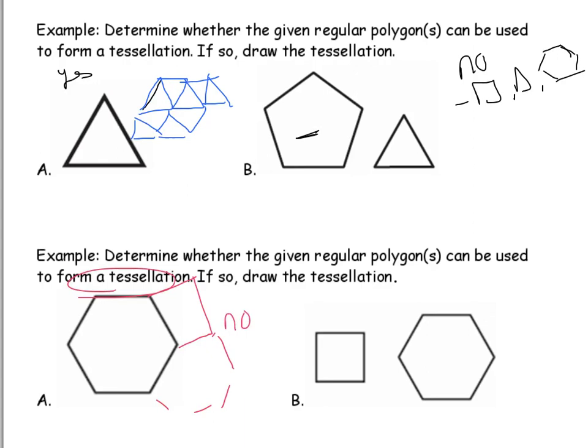The next one, can you just use the square? Well, let's see. If I put squares at the end here, what else am I going to need, you guys? You're going to need some triangles, okay? So this is going to have to be a no as well. Even though you can tessellate with these, you need another piece in order to complete your tessellation.